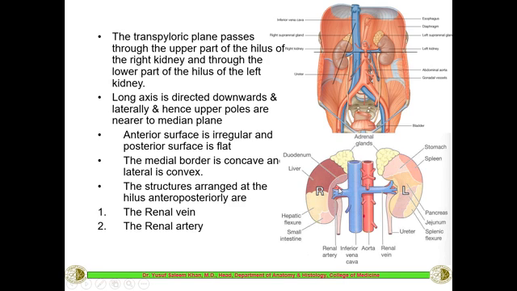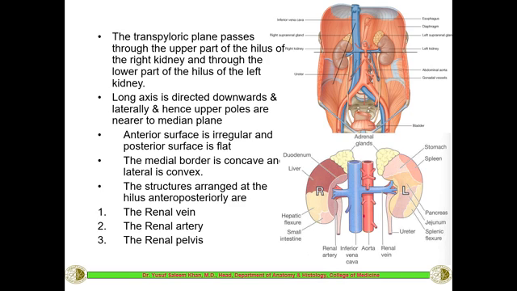The renal arteries are the main arteries which will be supplying the kidney. These are direct branches from the abdominal aorta. This is the abdominal aorta, and it will be giving branches on either side. Here also you can see this is the abdominal aorta, and these are the branches. So I repeat, the renal arteries are lateral branches directly from the abdominal aorta.